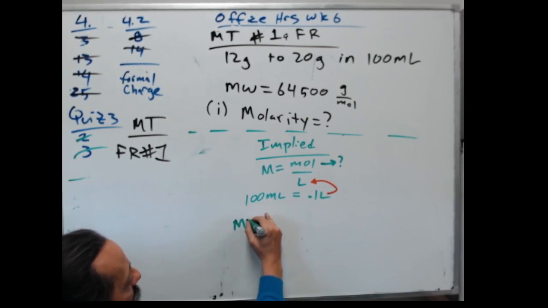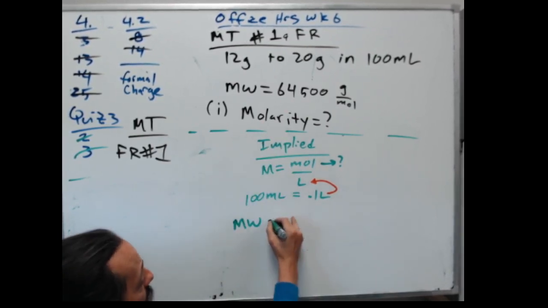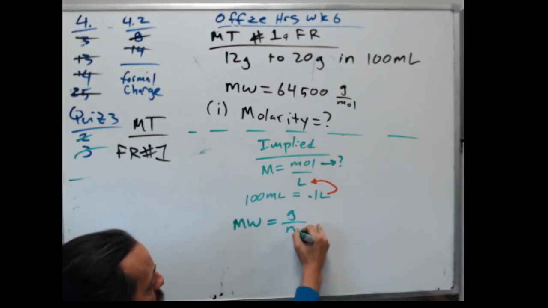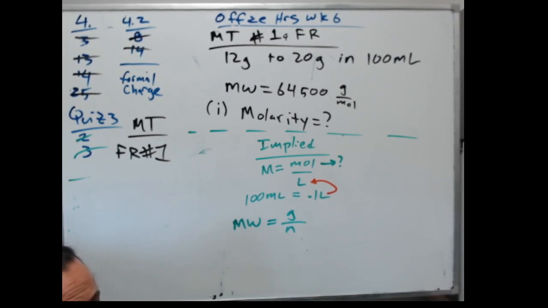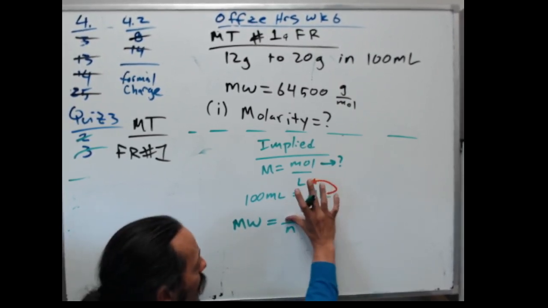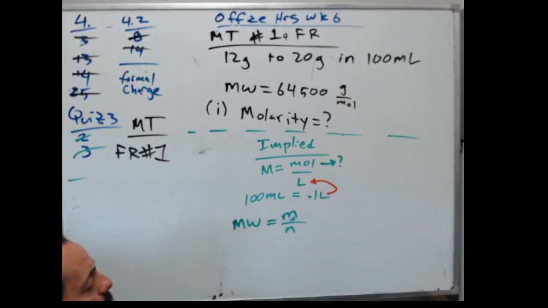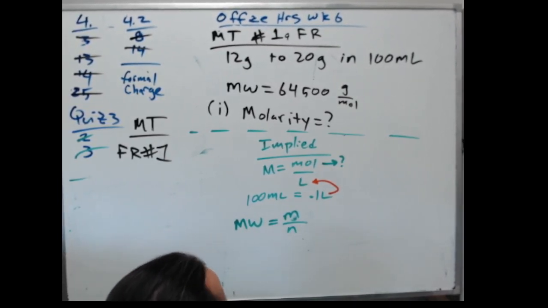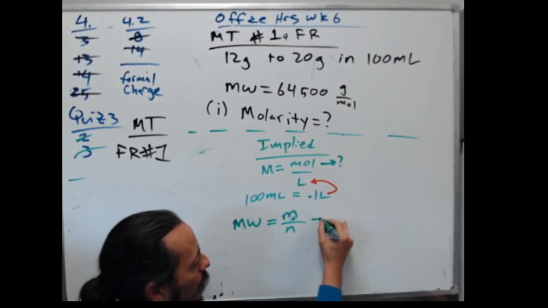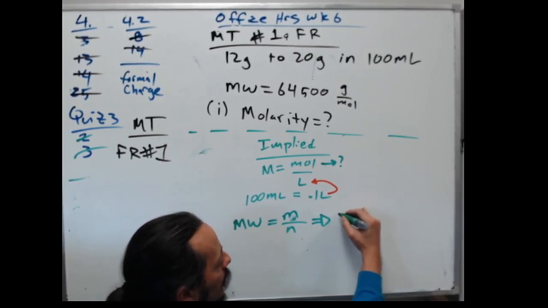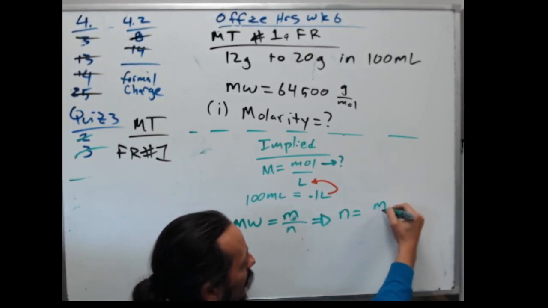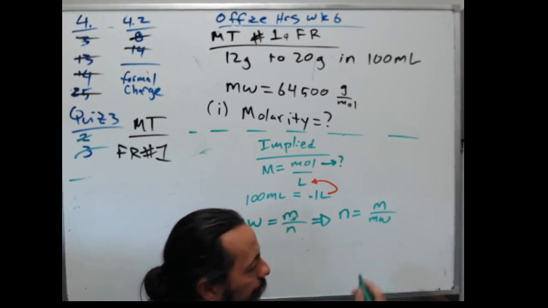So molecular weight, I can just use the units that are given to say molecular weight is grams per mole. If I want to get moles alone, I just rearrange this equation. It's mass per unit of mole, so moles equals mass divided by molecular weight.